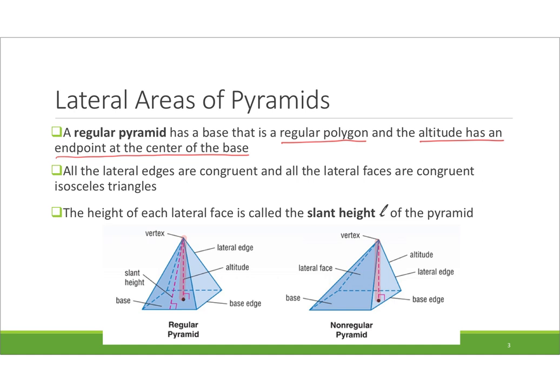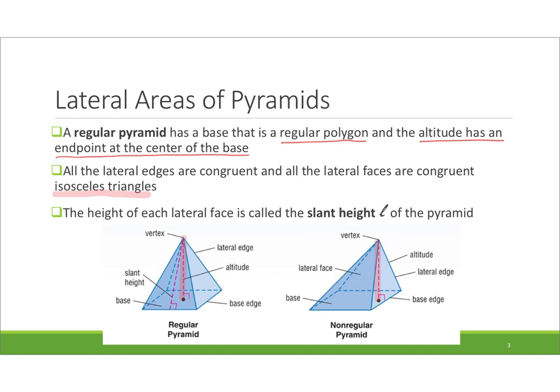Now, the reason why this is important is because in a regular pyramid, all of our lateral faces are congruent, and they are isosceles triangles. Because all of the sides of the base are regular and congruent, that makes the lateral faces going up all congruent, which is where you get these isosceles triangles, and why the equation that we're about to learn is going to work.